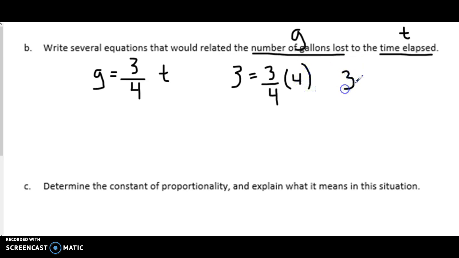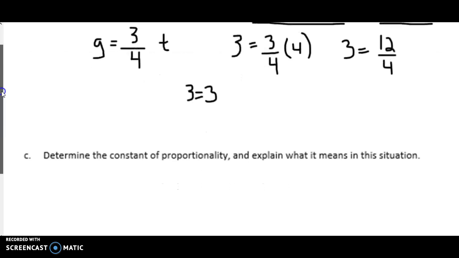3 equals 3 times 4 is 12 over 4. 3 equals 12 divided by 4, which is 3 equals 3. That works. So I can use this same pattern. I'm thinking about my gallons and my time and my change to write as many equations as I'd like for additional points. And that's probably something we would do as a class if this were actual.